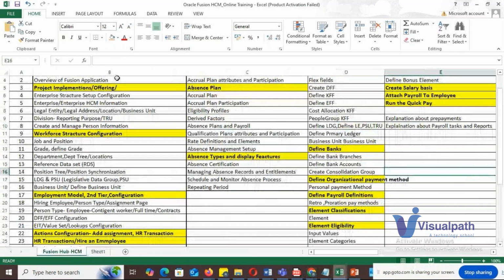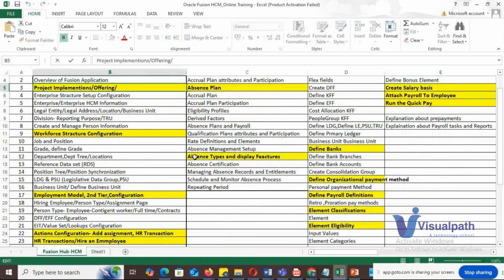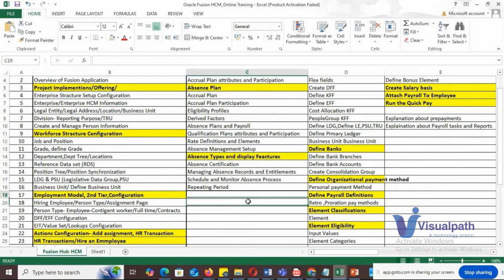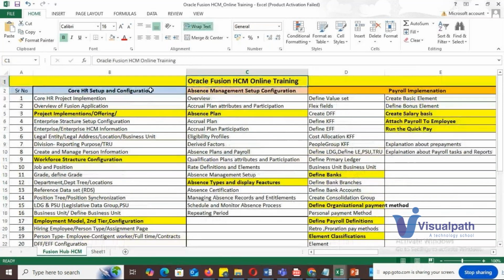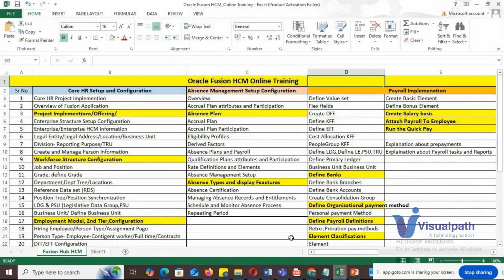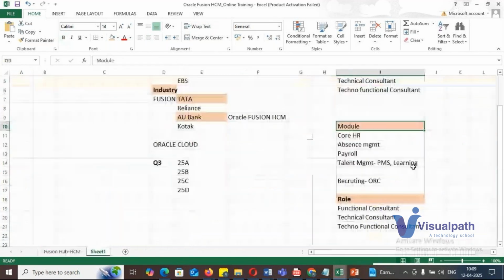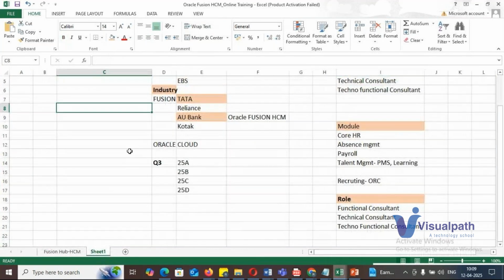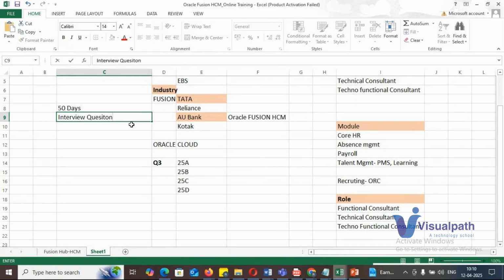We'll start the regular sessions, maybe from Monday onwards. The sessions will run for 45 days generally, or a maximum of 50 days. And you will get interview question and answer sessions, and placement opportunity.